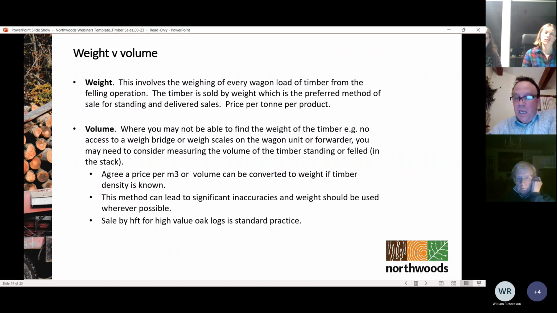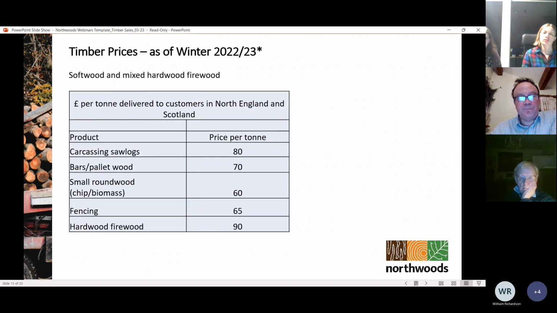The only real area where sale by volume is still used is high value softwood logs like large diameter Douglas fir and larch, or oak saw logs, occasionally ash saw logs being sold at roadside.